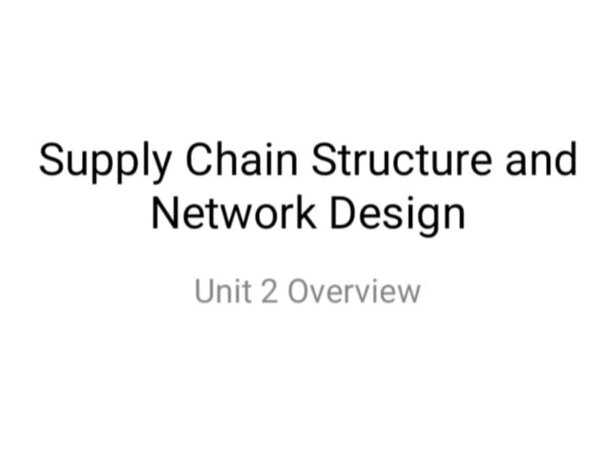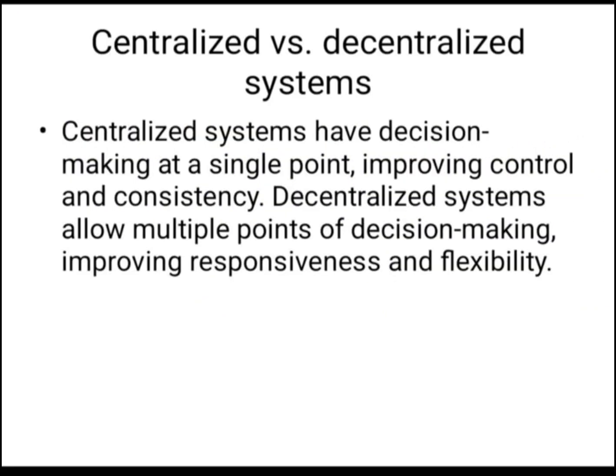Good afternoon, and our selected topic is supply chain structure and network design. Let's have first the centralized versus decentralized systems. The centralized systems have decision making at a single point, improving control and consistency. And the decentralized systems allow multiple points of decision making, improving responsiveness and flexibility.